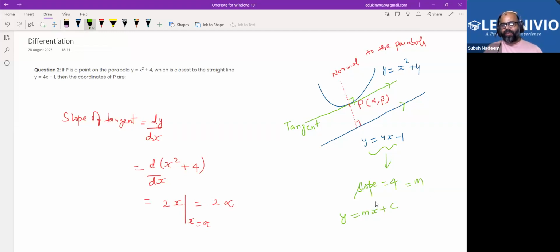So the first thing we get here is that the slope is 4 and we are getting the slope as 2 alpha. And both are equal. So first write till here. We have almost done the question.